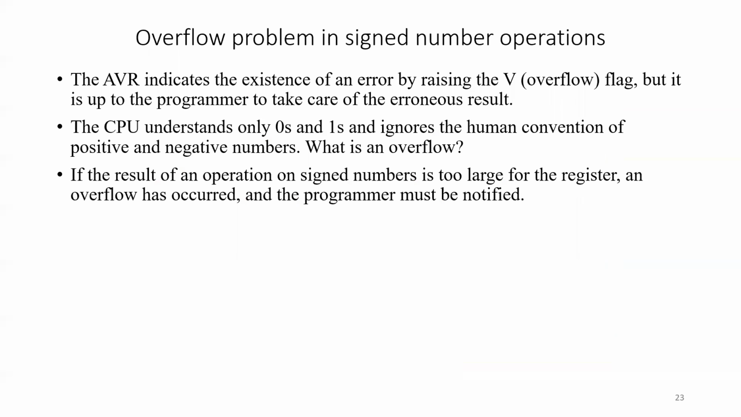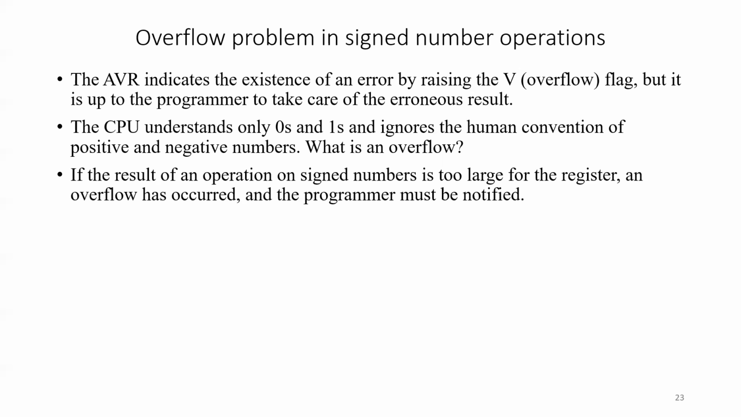The AVR indicates the existence of an error by raising the V overflow flag, but it's up to the programmer to take care of the erroneous result. So what's the meaning of that? The AVR indicates the existence of an error by raising V. So V would be raised sometimes, but the result is going to be wrong. How can it happen? Let's see that in examples together.